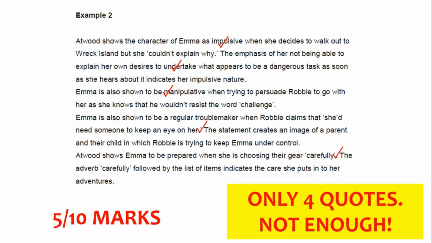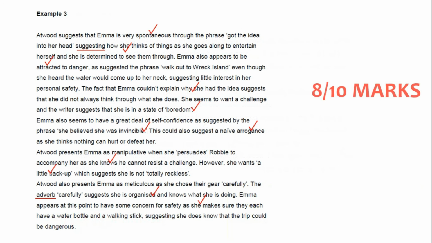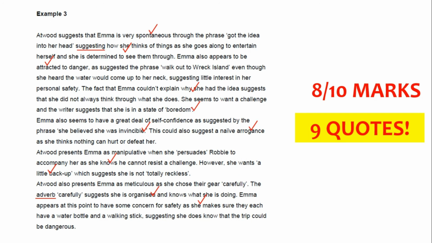This one got 5 out of 10. Again, 5 out of 10 would be about a grade 4. So again, only 4 quotes. Again, it's not a bad answer. Could have done better with more quotes. And this one here got 8 out of 10. It's got 9 quotes. So please start linking the fact that if you do the quotes, you're going to get a higher mark. Feel free to pause these if you want to read through these real student answers.